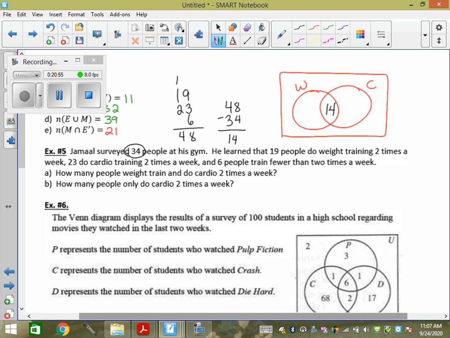So if there's 19 in weight training, how many are in weight training only? 5. If in cardio there are 23, how many in cardio only? 9. And then 6 on the other side. So it says, how many people weight train and do cardio twice a week? 14, the eyeball. How many people only do cardio? 9.